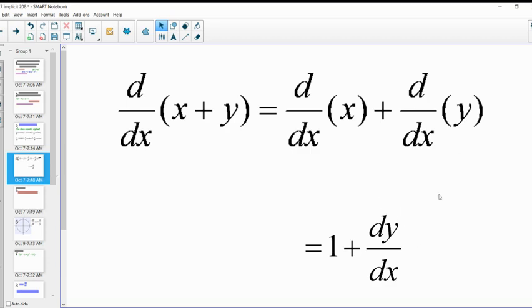And then dy dx, how fast is y changing? And so I'm taking the derivative of two different variables, x and y, in terms of one of those variables, and I'm getting an expression that looks like this.